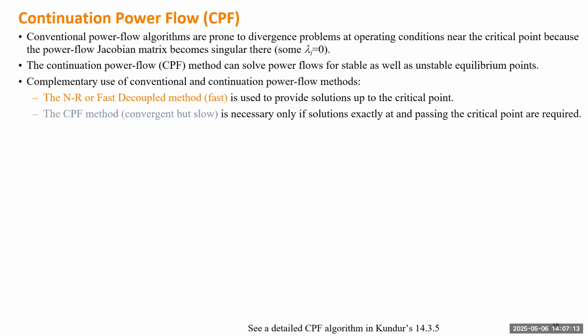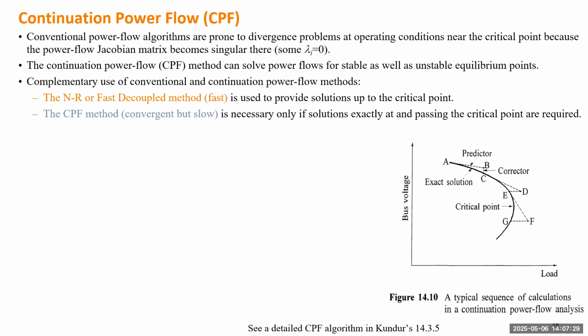Usually you want to utilize Newton-Raphson or the fast decoupled method to solve power flow up to a location near the critical condition. And then you can switch to the continuation power flow. This one will be very slow, much slower than conventional power flow, but it can help you to track the PV curve.